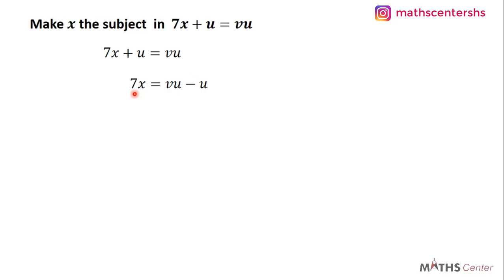Now here, I divide through by the number or the letter attached to the new subject. The number attached to the new subject is 7. So I'll divide both sides by 7. So 7 will cancel 7. And I'm going to get x to be equal to vu minus u over 7. Once again, I've been able to change the subject of the equation to x. So we have x to be equal to vu minus u divided by 7.